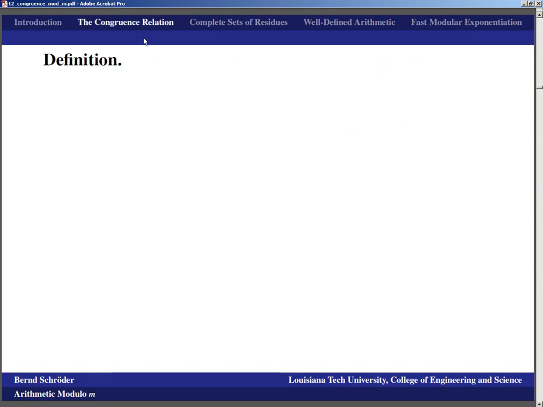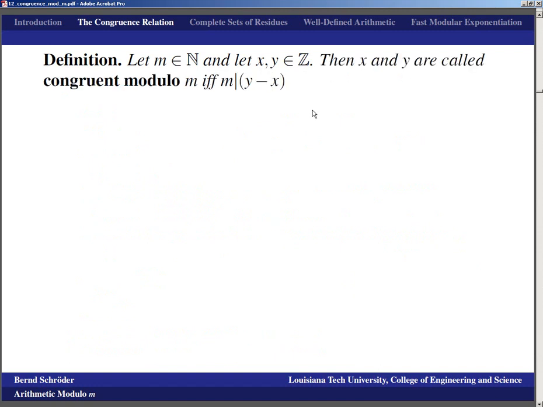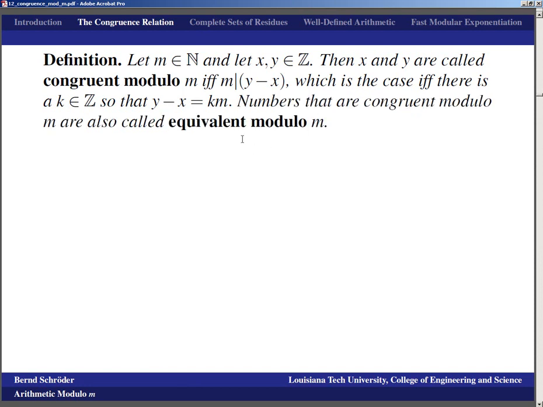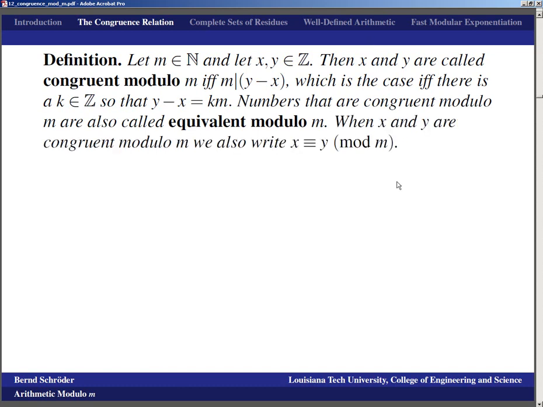And so the definition of the congruence relation really hits upon exactly that point. You take m to be a natural number, that's the modulus, and we let x and y be integers. Then x and y are called congruent modulo m if and only if m divides y minus x. So that is the case if and only if there's an integer k, so that the difference between y and x is k times m. So that is congruence modulo m, sometimes that is also called equivalence modulo m, and we're going to spend this presentation working on how to do arithmetic with these things.